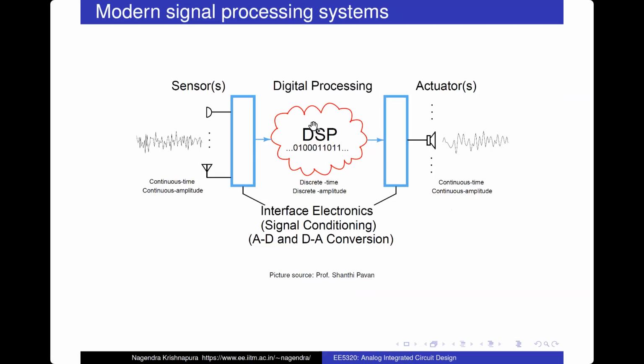This is the picture of most modern signal processing systems. There is a very large digital signal processing core. Why is it that digital has become so big? What is the big deal?